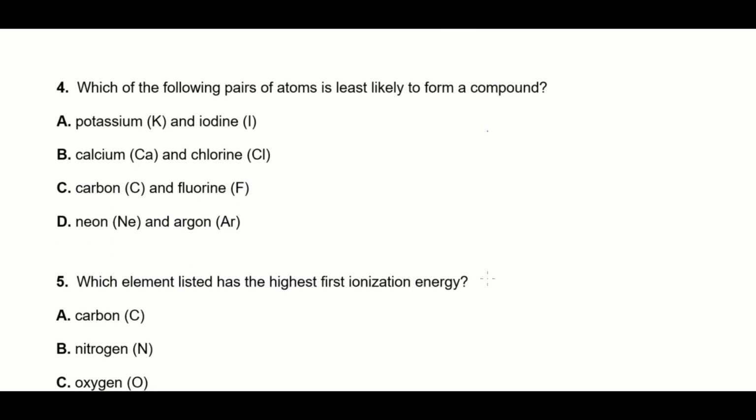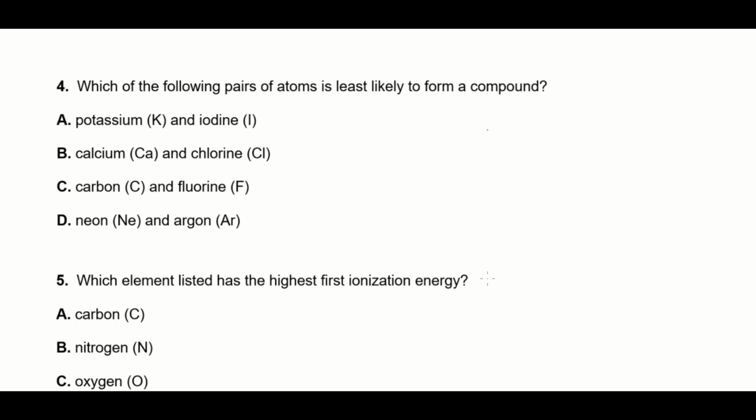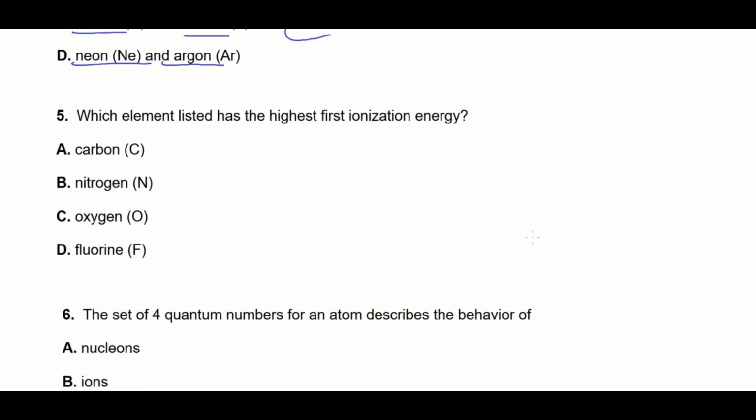All right. Number 4, which is least likely to form a compound? We have a metal and a non-metal that can form an ionic bond. Calcium, chlorine, also metal, non-metal. These can form covalent bonds, and here are your 2 noble gases. So noble gases generally don't form bonds, although the larger ones can.